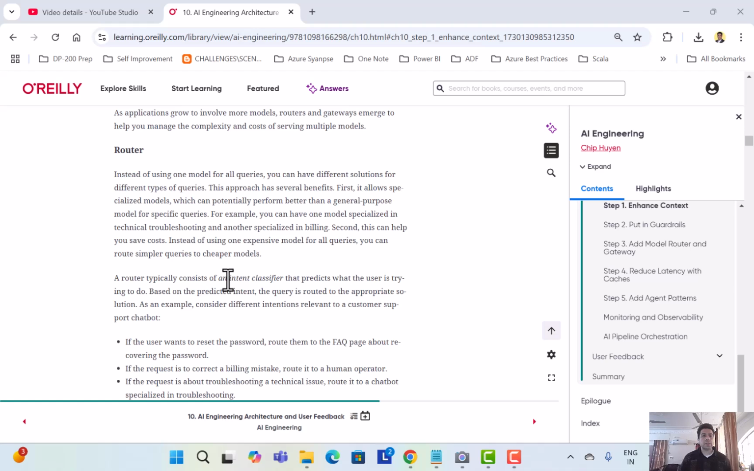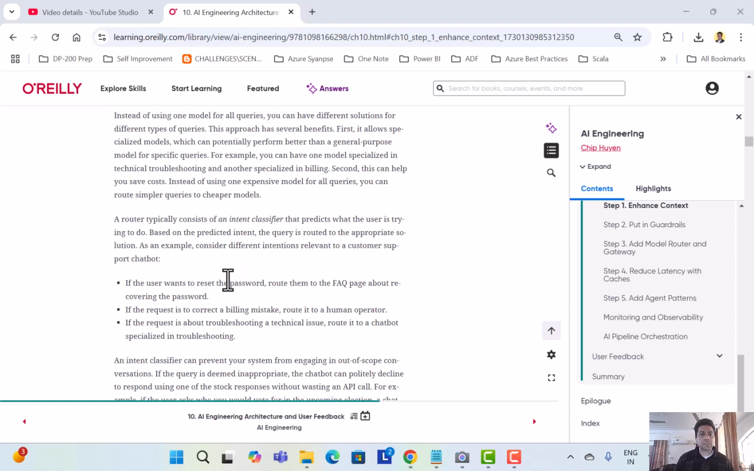The token burning rate, or no, if you call the API, the token burning rate would be cheaper as compared to some of the foundational models. So that makes sense. Let's continue.